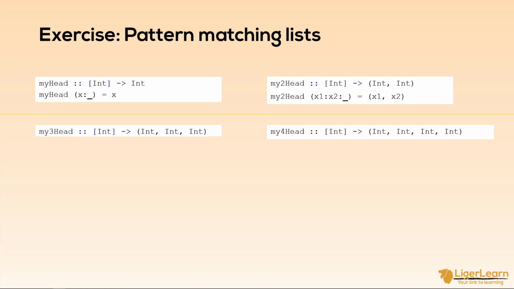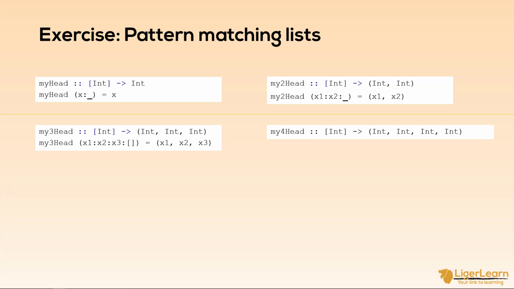Let's start with my3head. Here is a binding for the function with a very specific pattern match. Let's read it together. So the first value in the list is bound to x1, and then we have cons, the rest of the list. The rest of the list is destructured into x2, cons x3, cons the empty list. This is a pattern which will match only on those lists with 3 items in them specifically.